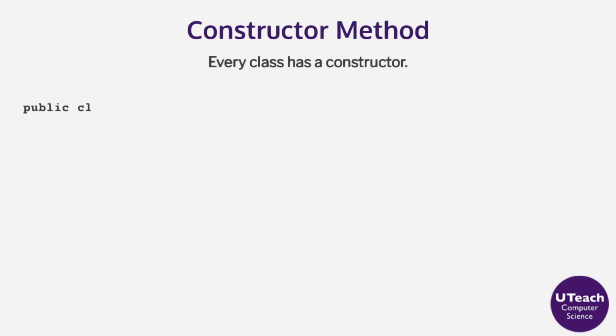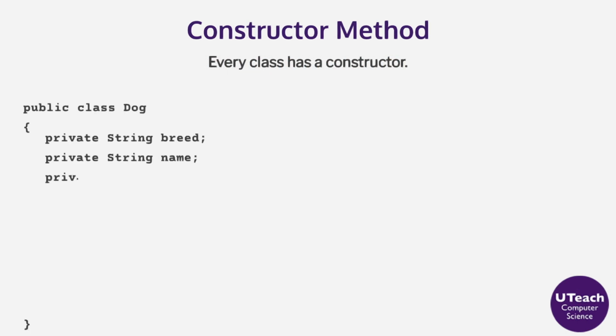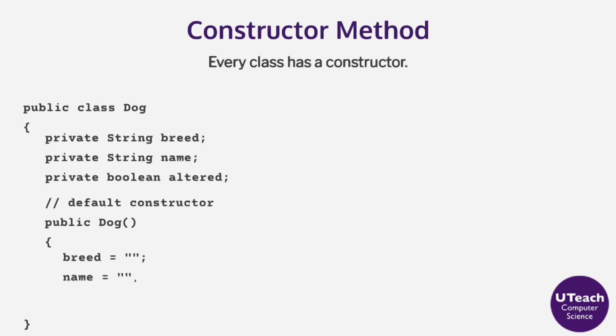This is a class called Dog with three instance variables: breed, name, and altered, and a default constructor that initializes the instance variables to their default values.